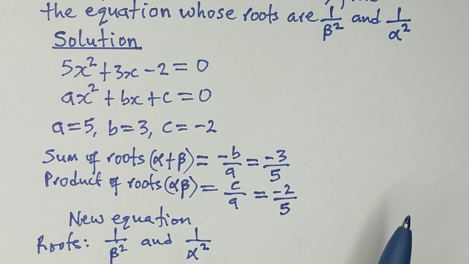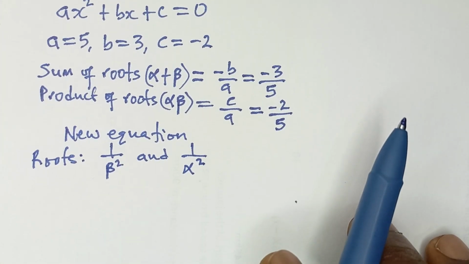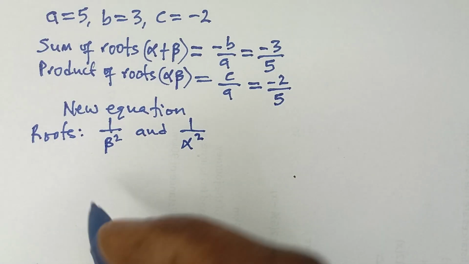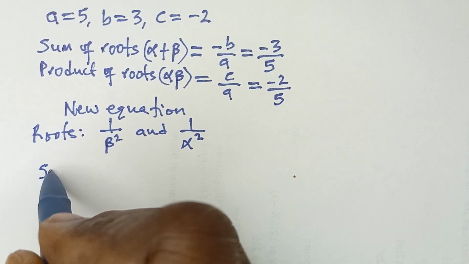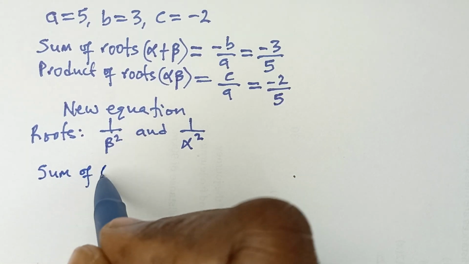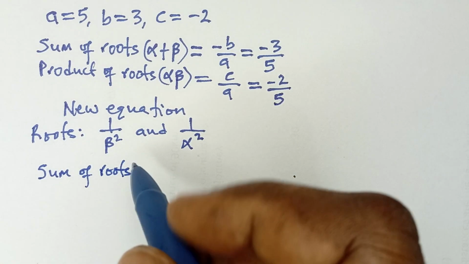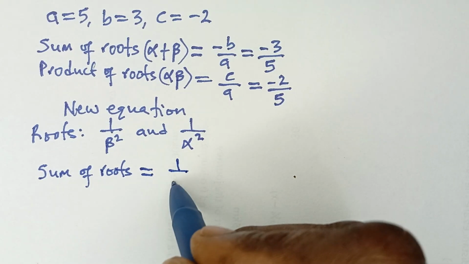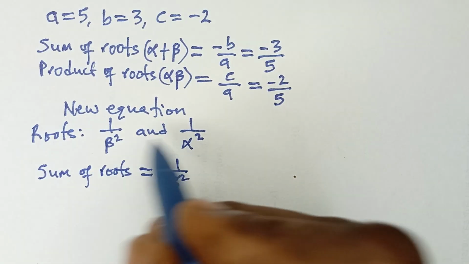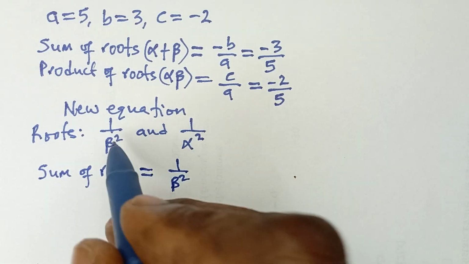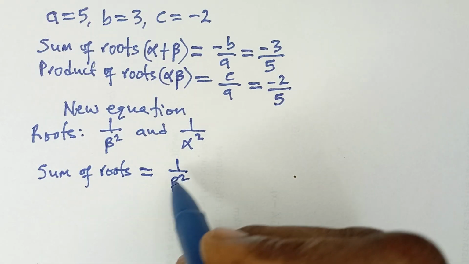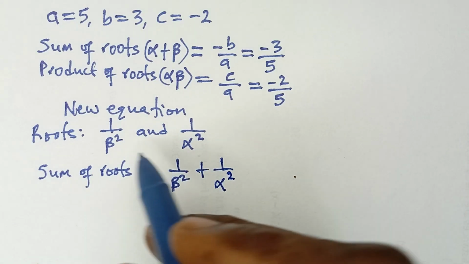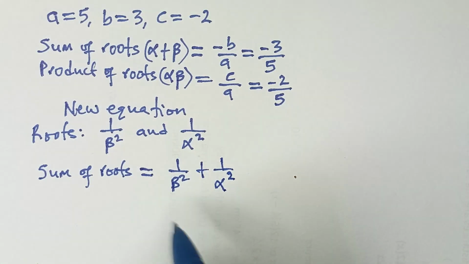So what we are going to do next is to find the sum of roots of this new equation and the product of roots of this new equation. So I'm going to say sum of roots. That will be equal to 1 over beta squared plus 1 over alpha squared, that is adding the two roots. Now these are the roots, so we are adding them to get the sum of roots. That's the sum of the new roots.